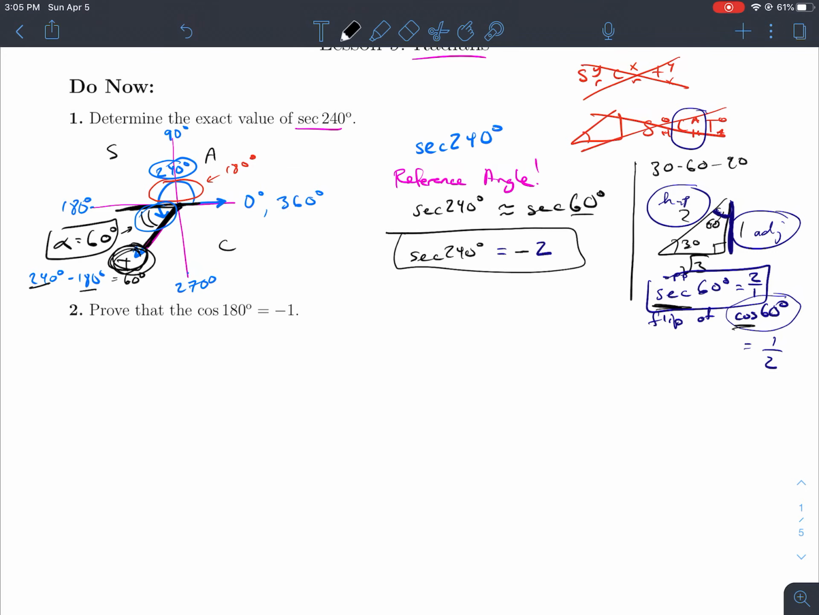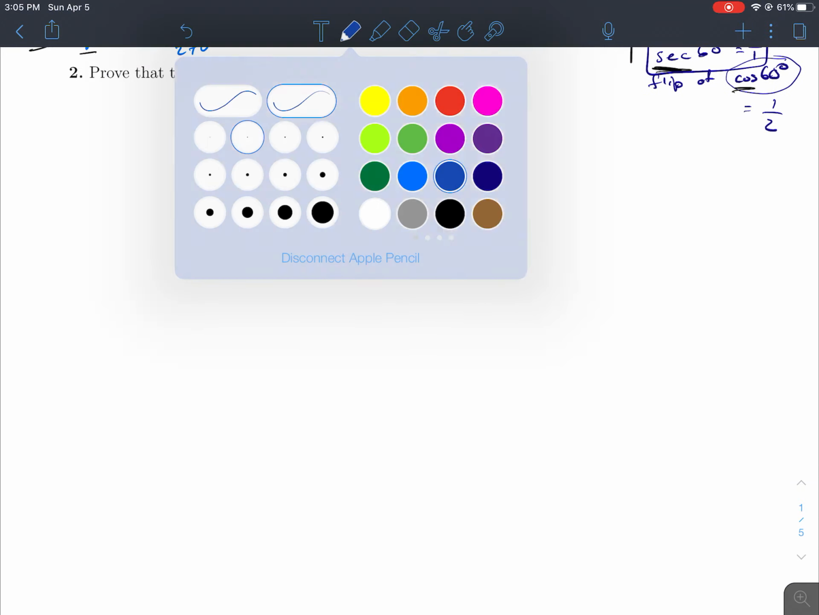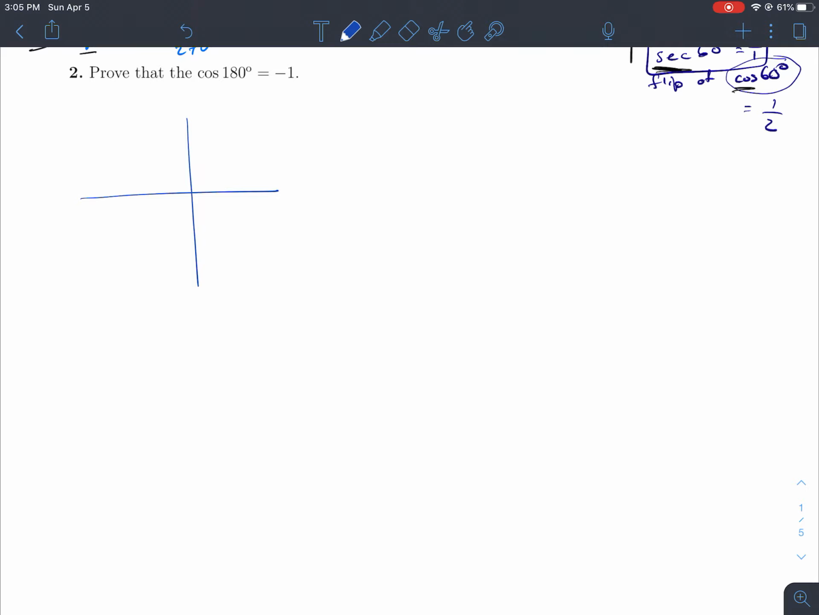Alright, prove that the cosine of 180 degrees is -1. So at first this one seems like it's going to be the same as the last problem. We create a picture of it. We label 0, 90, 180, 270, 360. We graph our angle starting off at 0, but then because it's 180 degrees, it opens up to form an angle like that. And so we really don't have any tools available to us at this point.